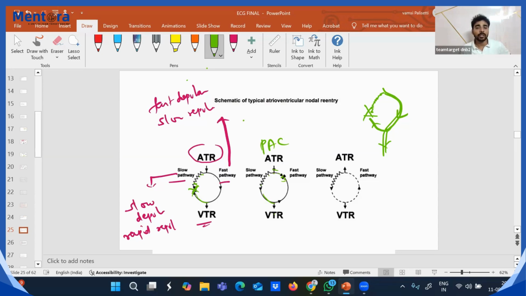Now this impulse will go through this pathway. Okay, it slowly goes through the pathway. By the time it comes here, it will complete its repolarization. So it will create a re-entry circuit. Right? Clear? A bit confusing.